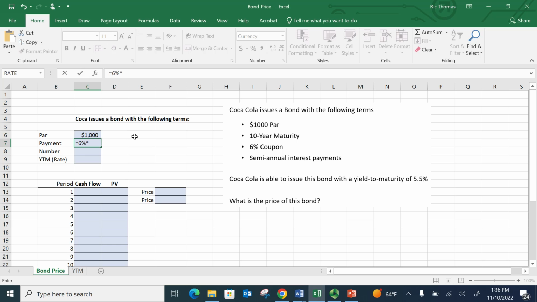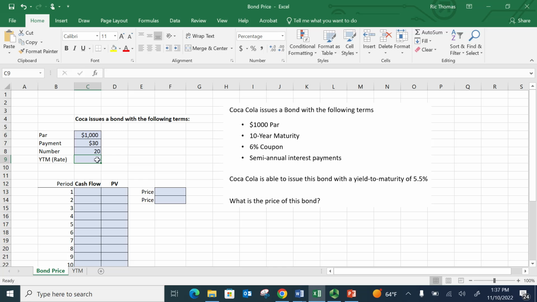The payment is going to be 6% times 1,000. But remember, there's two payments a year. So we cut the payment in half. So we're going to divide it by two. So each 6 months, we're going to get $30. There's going to be 20 of those payments. And the reason there's going to be 20 is there's 10 years, two payments a year.